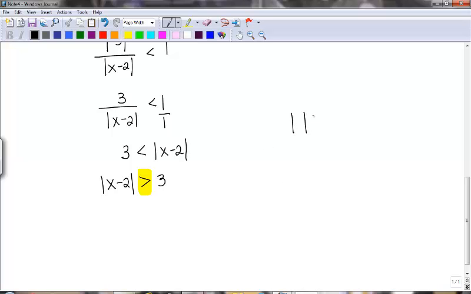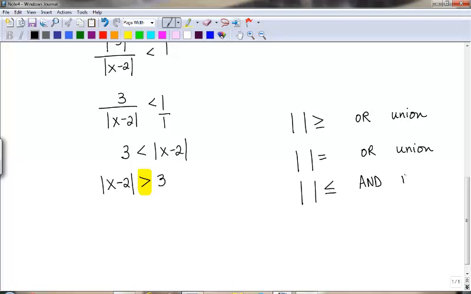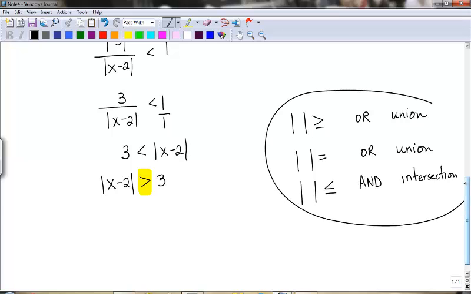If it is an absolute value and it's greater than or equal to, it is an OR statement, and the final graph is a union. If it's an absolute value and it's a less than or equal to, it's an AND statement, and the final graph is an intersection. This goes back to your Alg 1, Alg 2. That's just a refresher. So this is a greater than, so it's an OR statement.